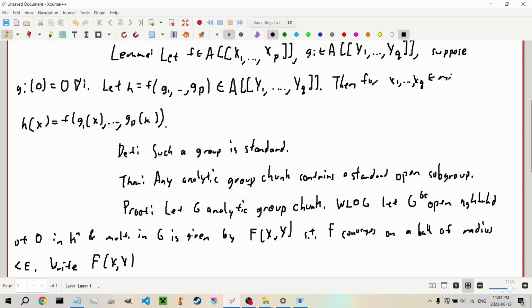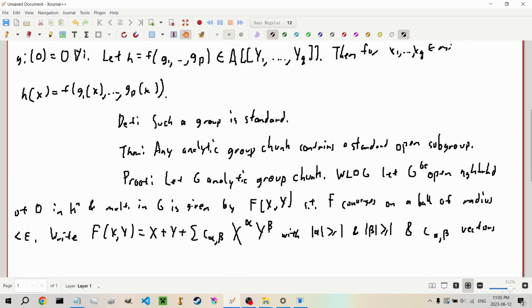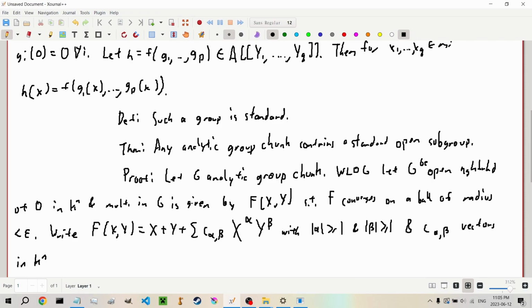We write f of x and y to be, of course, x plus y plus the coefficients c alpha beta times the higher order series x to the alpha y to the beta, with the size of alpha being at least 1 and the size of beta being at least 1, and the c alpha beta being vectors in K to the n. Then we want to change coordinates by multiplication by some mu in K.